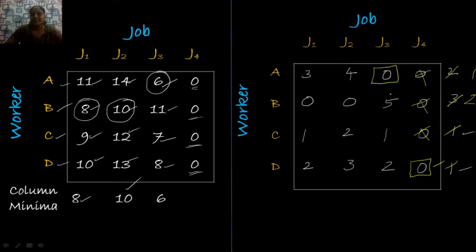After making the assignment, cross the remaining 0 elements in the same row and column. Row wise and column wise it doesn't have any 0, so leave it. Next, for the second row we have two possibilities. Either we make an assignment here or here. That is based on our choice. We have to choose either one of the two positions. So I choose this position for making the assignment.